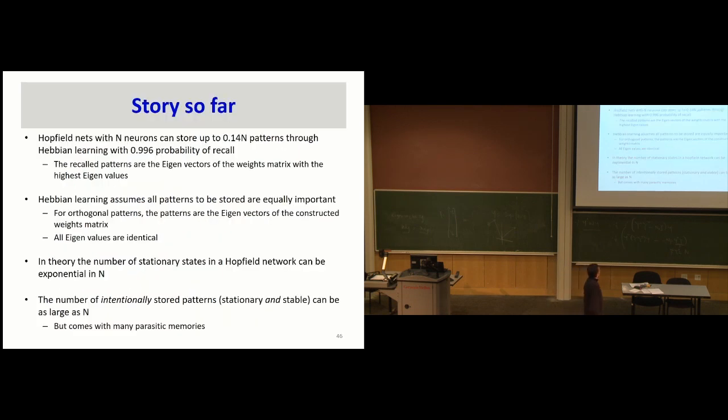This is the question. So here's the story so far. Hopfield nets with n neurons can store up to 0.14 n patterns with 0.996 probability of recall. It assumes that all patterns are equally important. So when they were orthogonal, we gave them all eigenvalues of 1. What does that mean? That every pattern that you want to store is presented once during training, right?